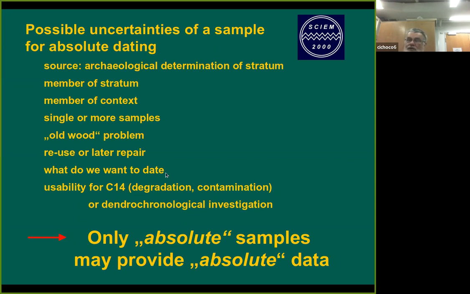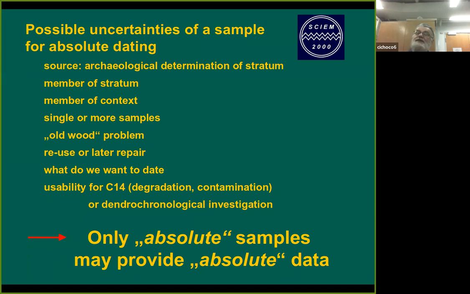So you always have to ask the question, what do we want to date? And is the sample meaningful in this respect? And of course, if we want to do dendrochronology, we would need to have a sample with a useful number of rings, with a useful tree species, and we have to have a standard for these tree species going back in the times we think the sample is coming from.